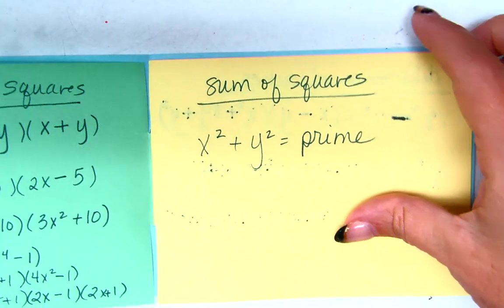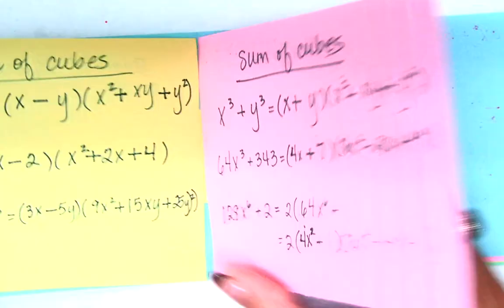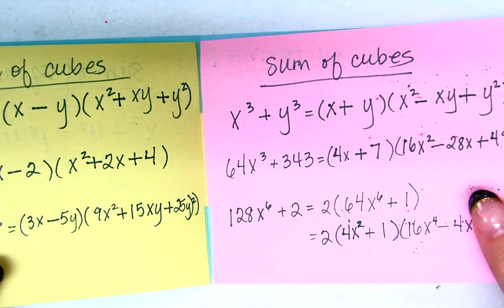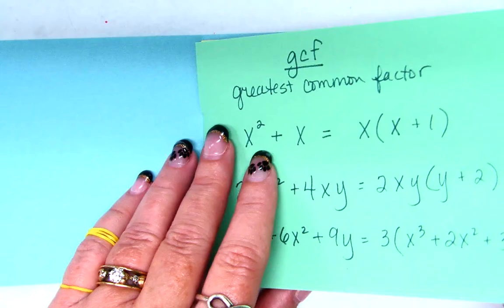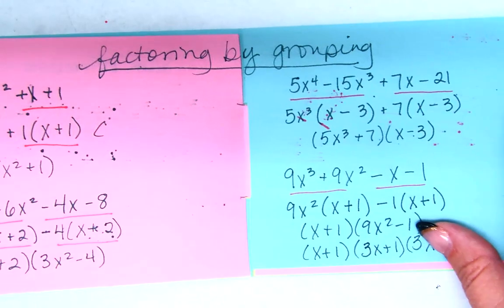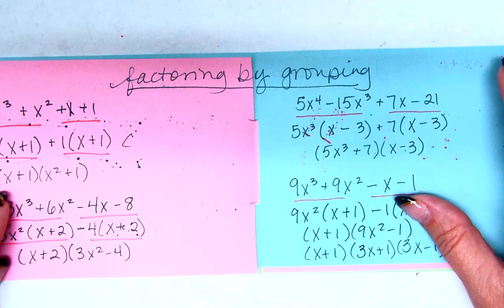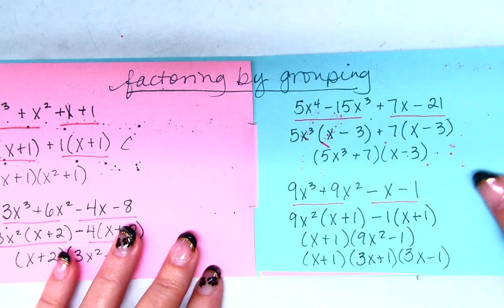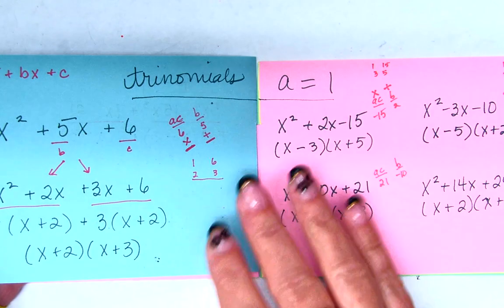Then we did difference and sum of squares, and we did difference and sum of cubes, right? How confident are you feeling with those? Great. Great for greatest common factor as well? Yes, ma'am. Okay. Then we did grouping, and you guys blossomed in factoring by grouping. You got that on lock, yes?